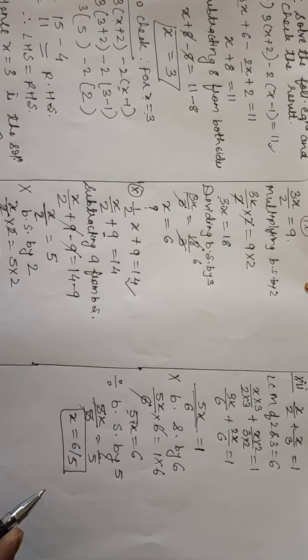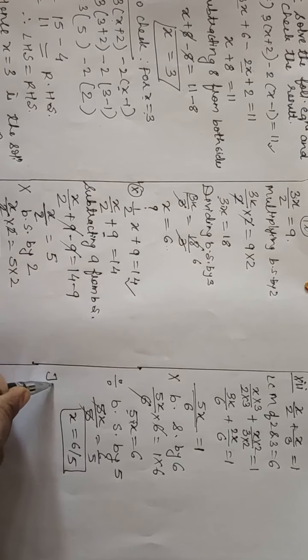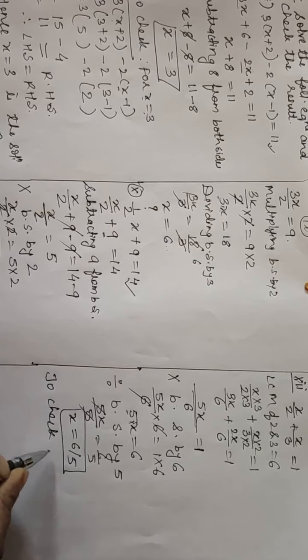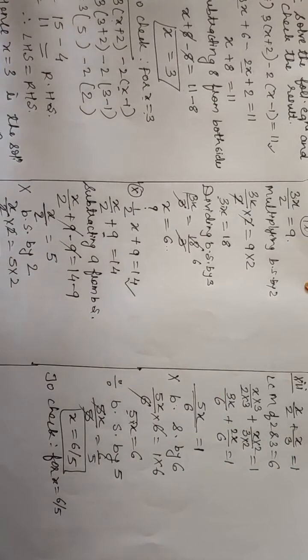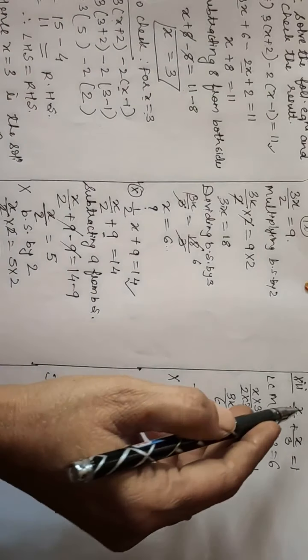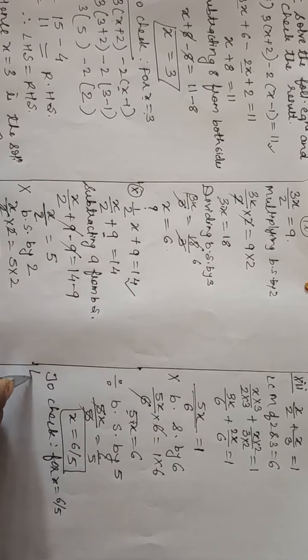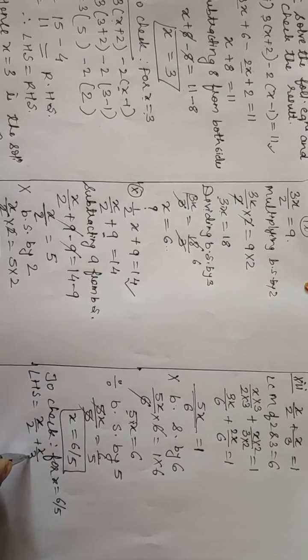Now let's check the result of this. So we write to check, for x is equal to 6 upon 5. So in place of x, what you have to put? 6 upon 5. Now let's write down the left hand side: x by 2 plus x by 3.